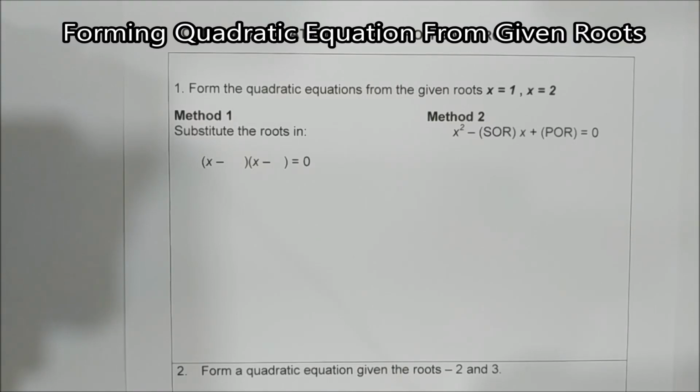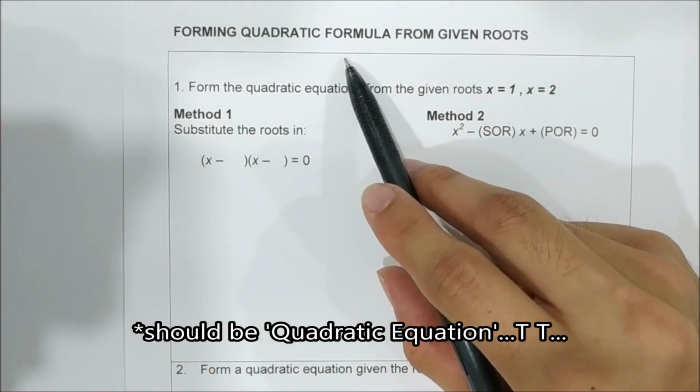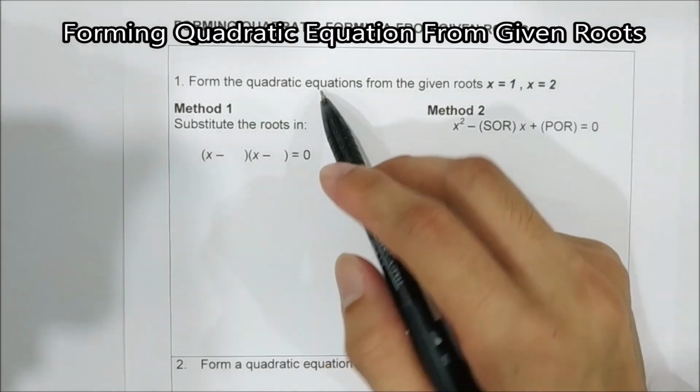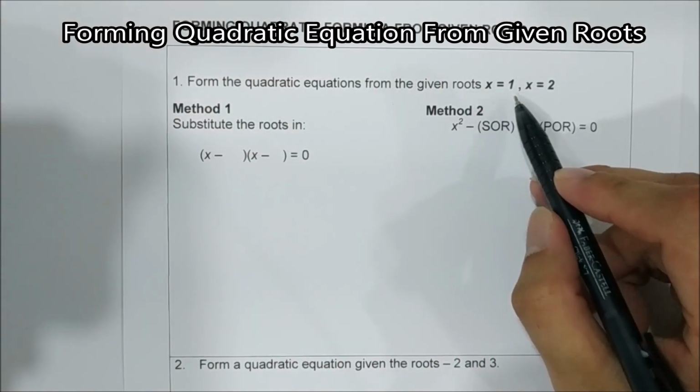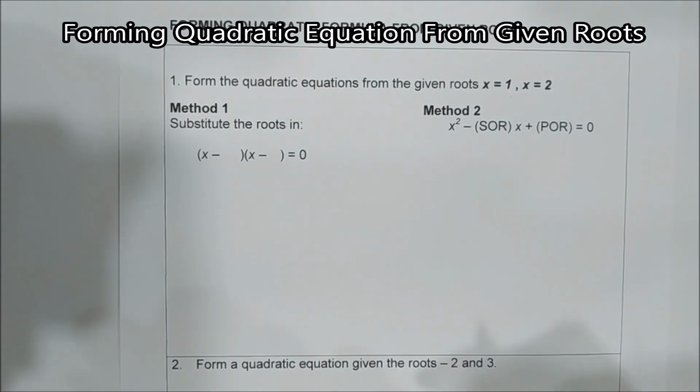Hello everyone, we are now in Additional Maths Form 4, Chapter 2, Quadratic Equations. One of the subtopics here is forming a quadratic equation from given roots. Now we are going to form a quadratic equation from the given roots, which are x equals 1, x equals 2. Actually there are two methods.